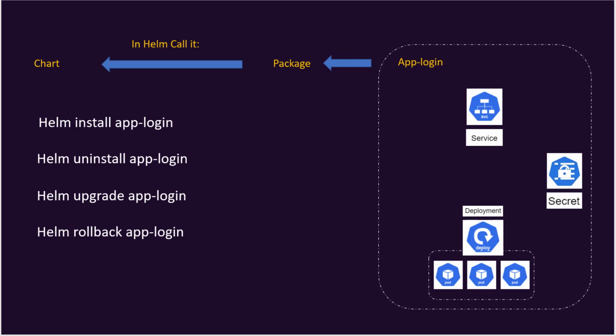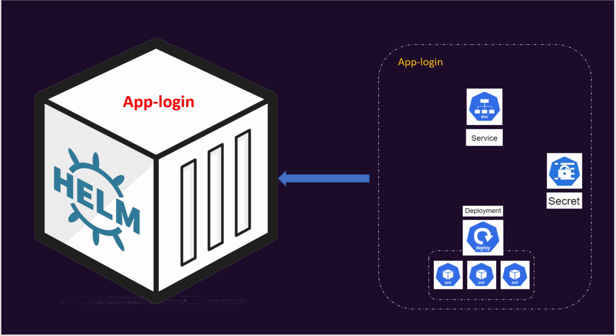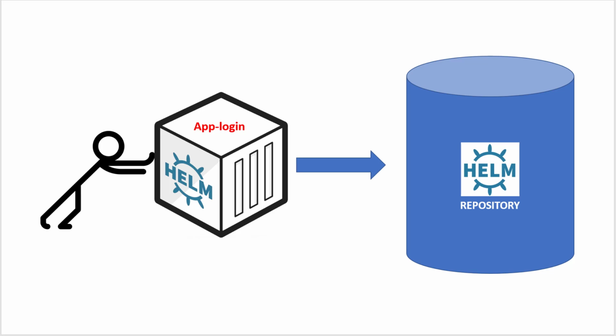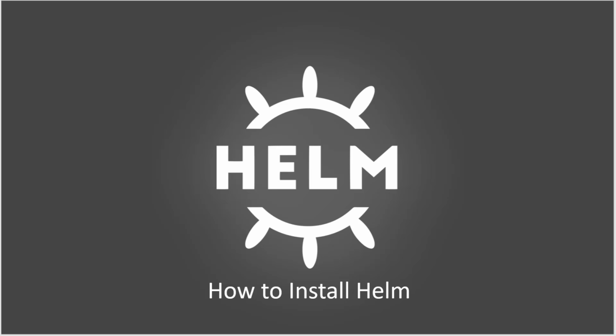Now we want to know how we can put all necessary files of the login application in a package to use Helm for deploying it on a Kubernetes cluster. So after the package is ready, we can push it to a repository to be accessible for all team members. Before going into action and playing with Helm, we have to install it. So how to install Helm?